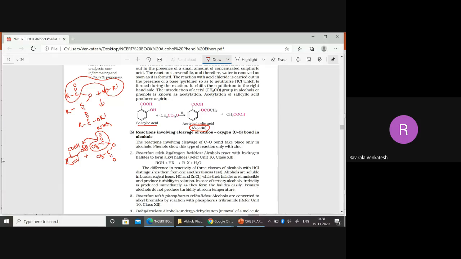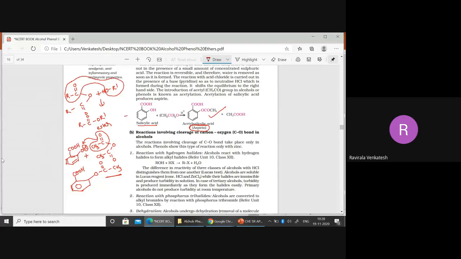So this will come. Otherwise, I am drawing it again. COOH same, no change here. So what are we getting? Oxygen, and this part will come: C double bond O CH3. It is called aspirin, acetylsalicylic acid. Because this is acetyl and this is salicylic acid, it is ortho-acetylsalicylic acid.